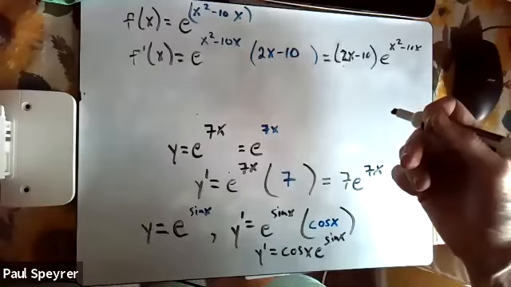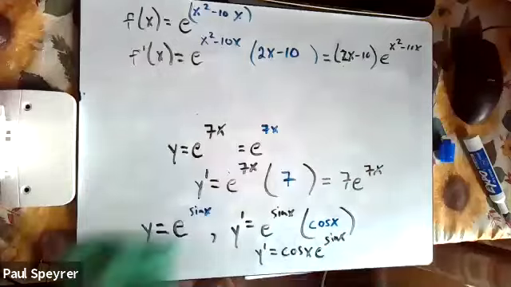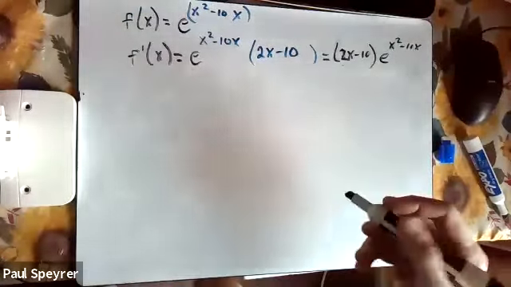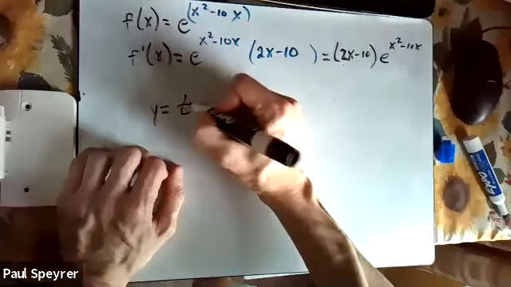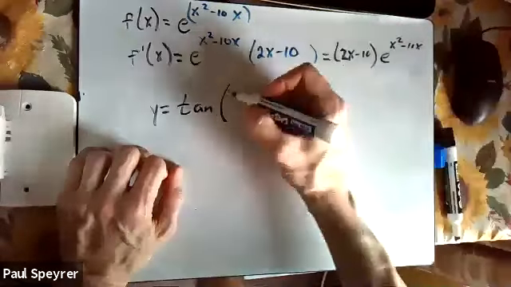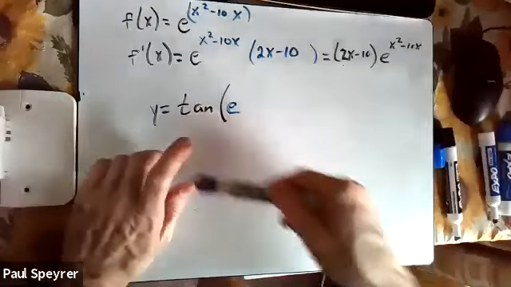Now, what if we had, say, something like this? y equals tangent of e to the 5x.